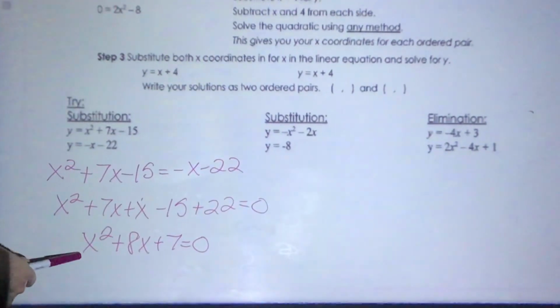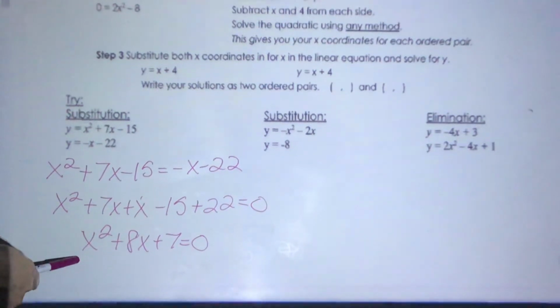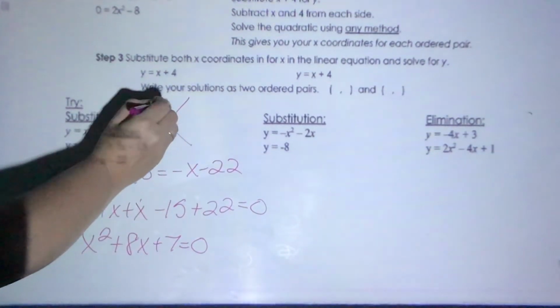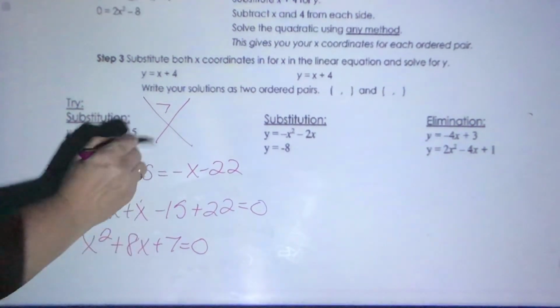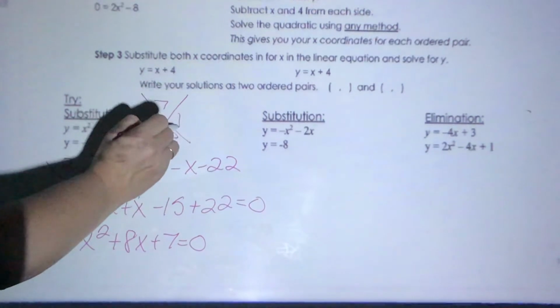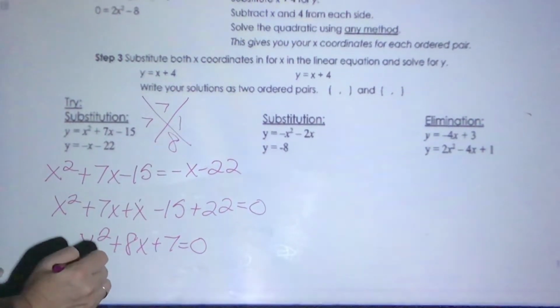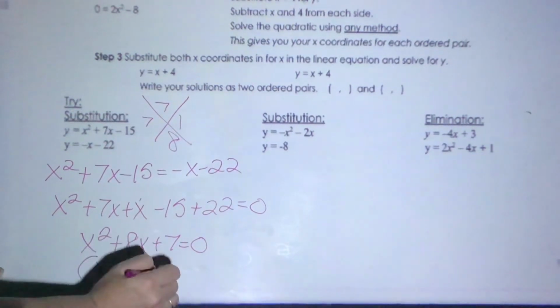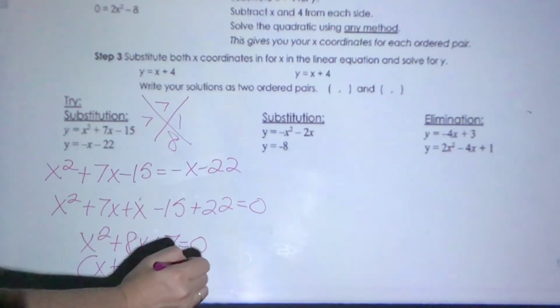So now I have this, and I can solve it with any method I want to solve this quadratic. I'm going to try to factor it. So I would be looking for two numbers that multiply to give you 7 and add to give you 8. Those two numbers would be 7 and 1. So I set up my parentheses, x plus 7, x plus 1 equals 0.